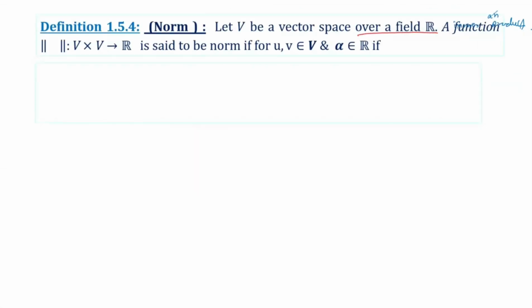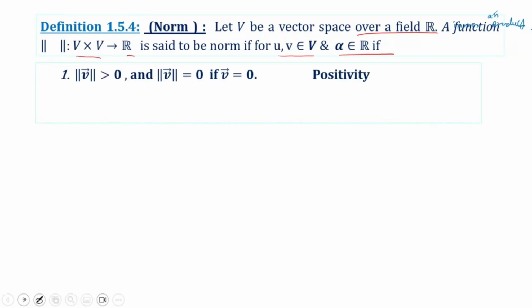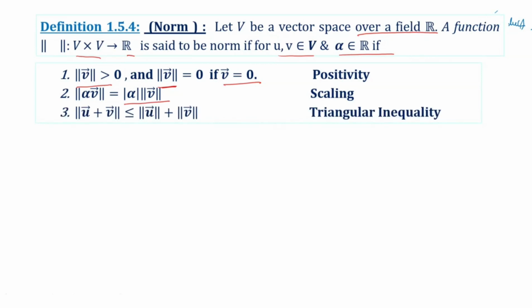If V is a vector space over a field R, a function ‖·‖ from V to R is said to be a norm if for u, v belonging to V and alpha belonging to R, this function satisfies three properties. First, the norm of v is greater than or equal to 0, and the norm of v is equal to 0 if and only if v is equal to 0. This is called positivity. Second, the norm of alpha v is equal to the absolute value of alpha times the norm of v. This is called scaling. And the third one is known as the triangle inequality.